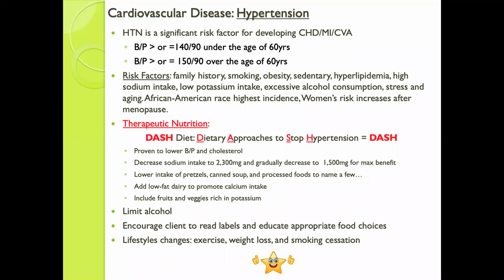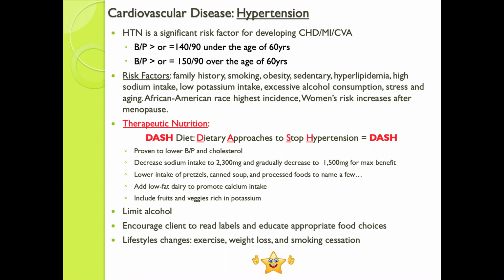The risk factors, again, family history, smoking, obesity, sedentary lifestyle, hyperlipidemia, which is just high lipid concentration in the blood, high sodium intake, low potassium intake, high alcohol consumption, stress, and aging. It's been shown that African Americans are at higher risk, and women's risk increases after menopause because of the drop in estrogen levels. So what are some therapeutic nutritional changes that we can use, right?